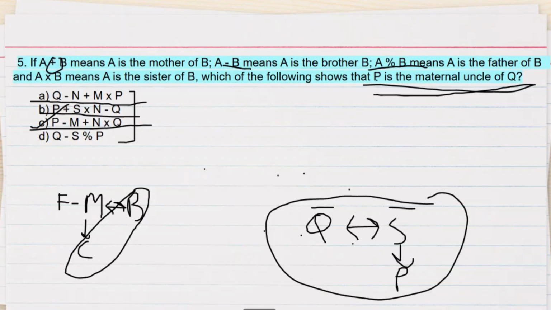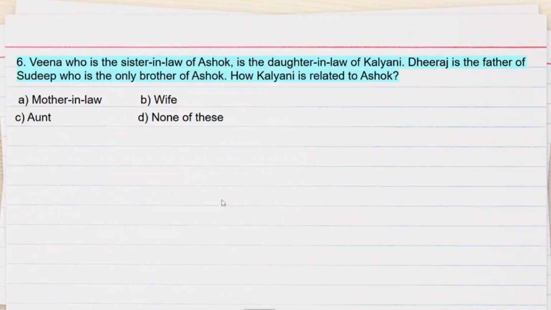Now moving to our last question, guys. The question is: Veena, who is the sister-in-law of Ashok, is the daughter-in-law of Kalyani. Dheeraj is the father of Sudeep, who is the only brother of Ashok. How is Kalyani related to Ashok? In order to solve this kind of question, we go from the back to the front.